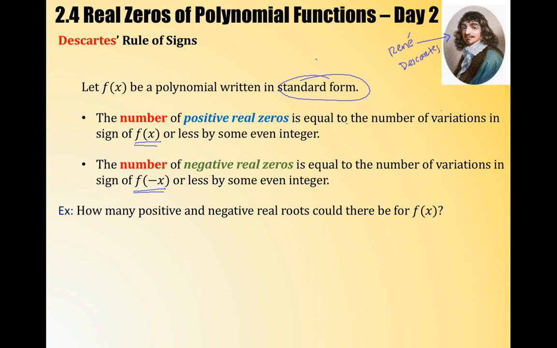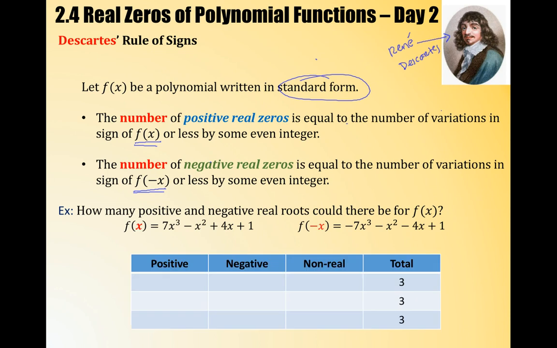So how many positive and negative real roots could there be for f of x? Here's f of x, and I've already done the work of f of negative x to help out a little bit. So let's see, how many times does this change sign? 1, 2. So I'm looking at f of x here, and this could have 2 positive real zeros. When we plugged in negative x, this was the output. How many times did it change signs? Nope. Nope. Yep. Once. So I could have 2 positive and 1 negative, and no non-real, because there's a total of 3.